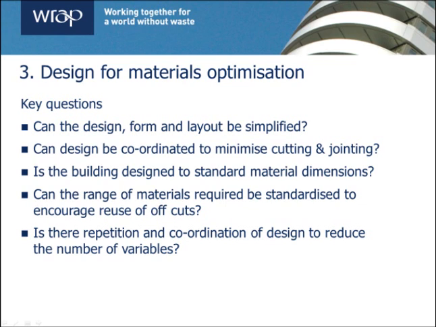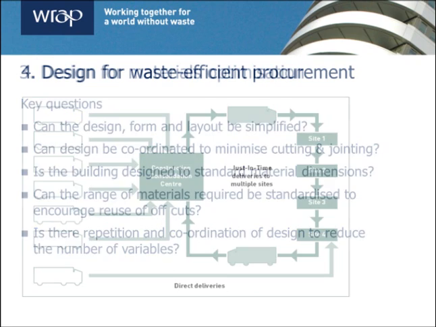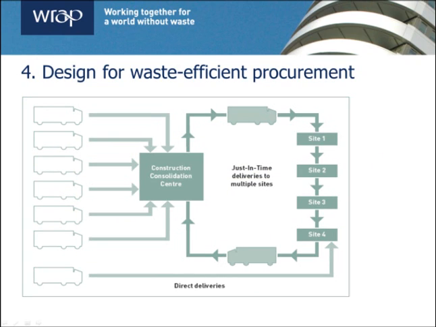Building to standard material dimensions will help to reduce cutting and jointing on-site. Incorporating repetition within the design will reduce the variety and amount of waste streams from the materials brought onto site. The fourth principle, design for waste-efficient procurement, involves improving the procurement process to reduce waste. Contractors often use consolidation centres and just-in-time delivery to reduce damage to materials from inappropriate storage and handling on-site.